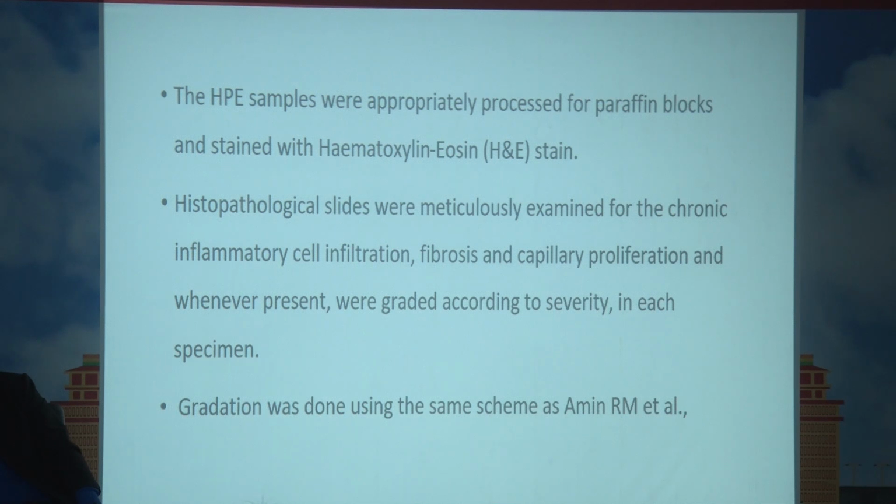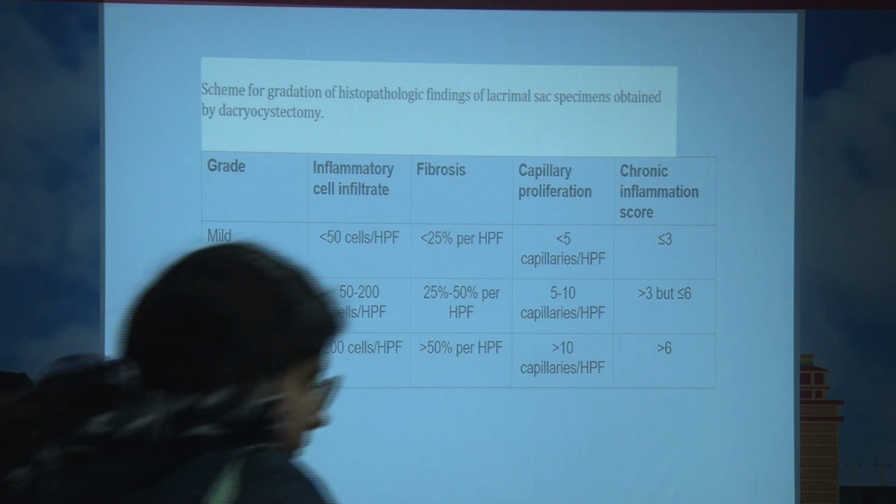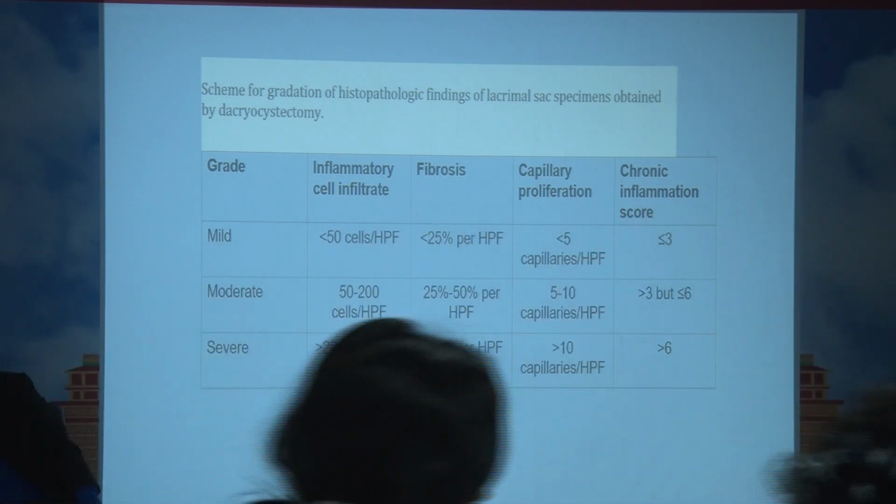They were examined for the chronic inflammatory cell infiltration, fibrosis, and capillary proliferation, and whenever present, they were graded according to severity. This gradation was done using the same scheme as AMIN-RM. So here we will be dividing it into mild, moderate, and severe, and each entity, inflammatory cell infiltrate, fibrosis, and capillary proliferation, they're graded according to the number of cells or the percentage of fibrosis or the number of capillaries we see per one high power field.